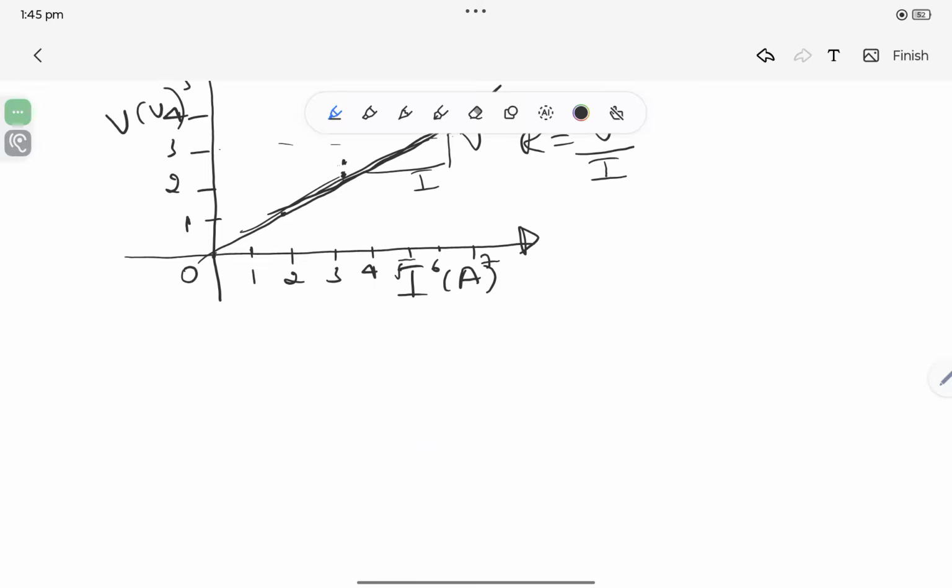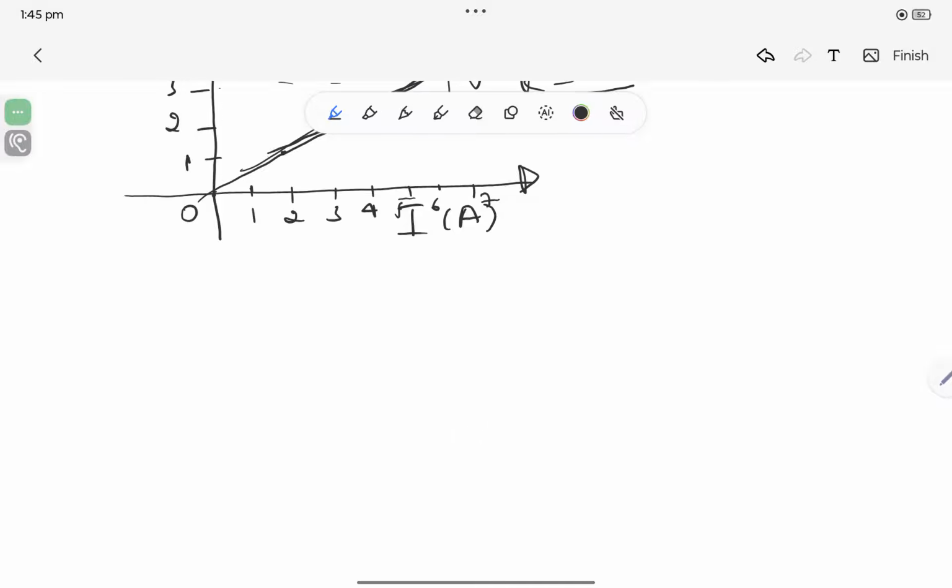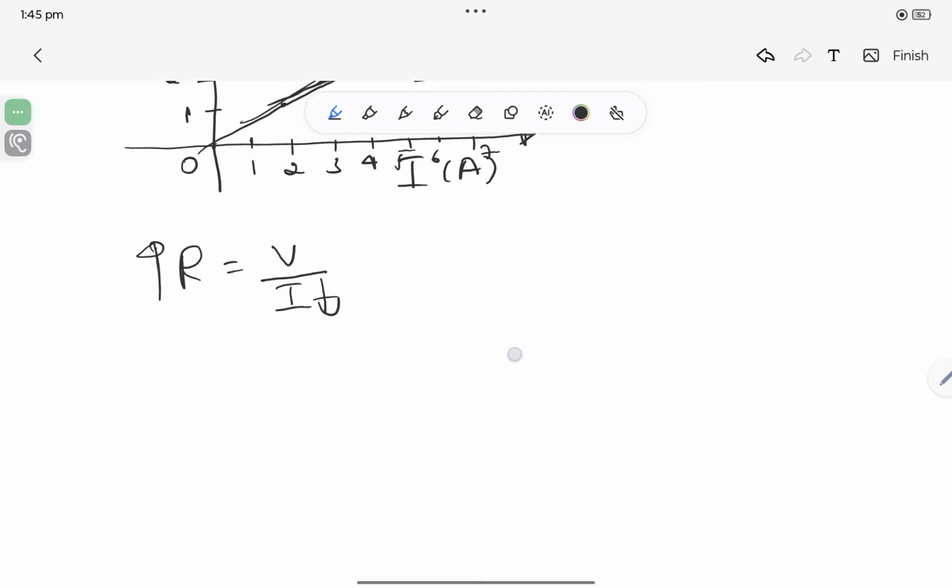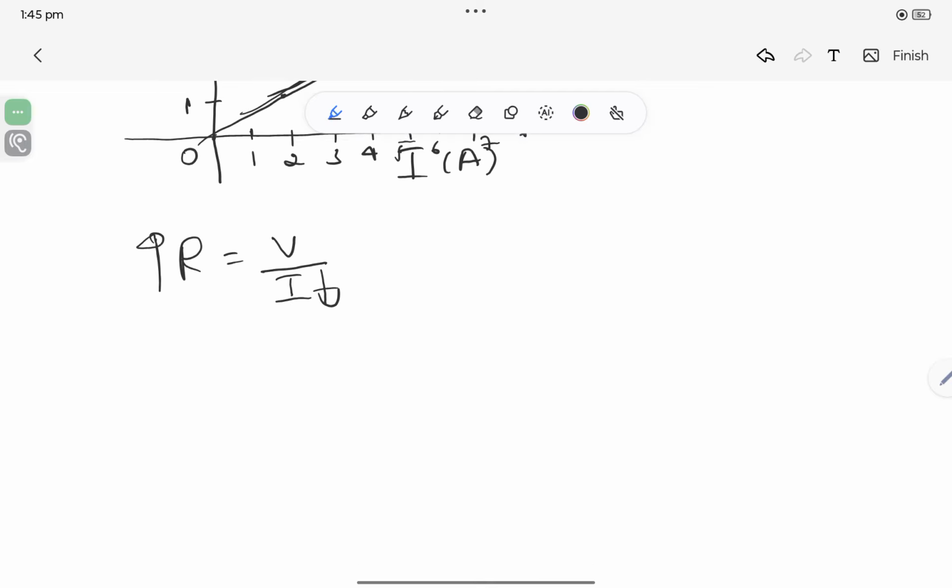Let us discuss some more about resistance. Here resistance is inversely proportional to the current. If the resistance of the conductor increases, current decreases. Then we will discuss what the factors affecting the resistance are.